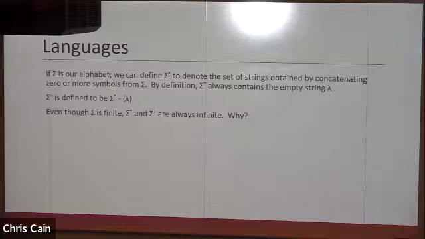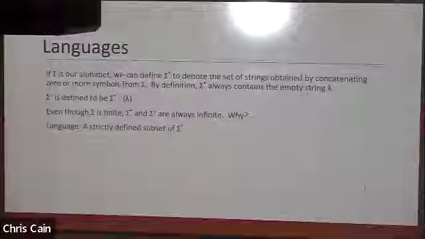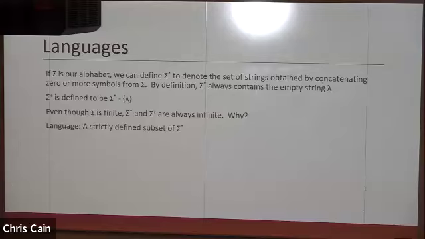Now that we have the concept of the star closure, we can now define what a language actually is, which is a strictly defined subset of that star closure. We're going to say that there are some strings in this star closure of this alphabet that are in this language, and there are some strings that are not. To differentiate, when we say a string that's in a language, that means a sentence of that language. So we can say string and sentence a bit similarly.